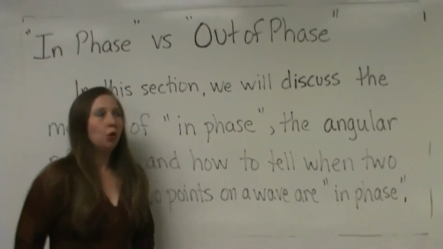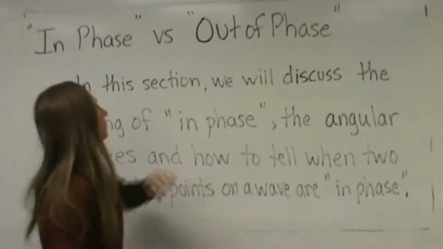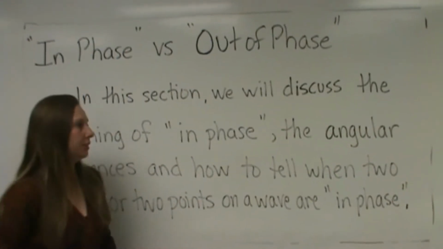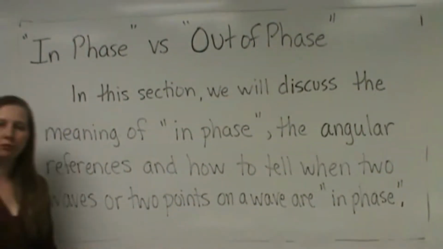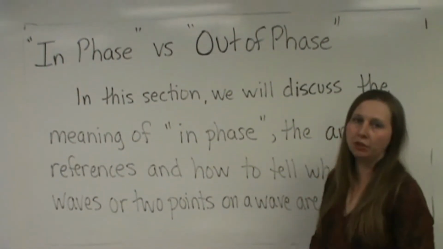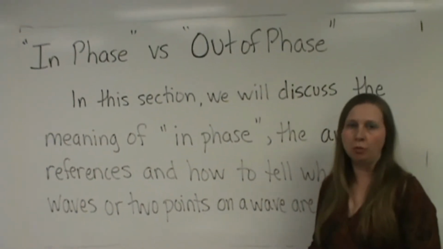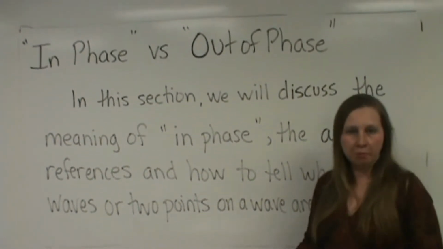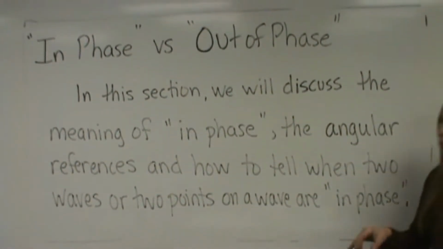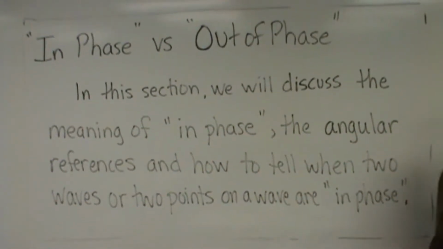In this section, we will discuss in phase versus out of phase. We will discuss the meaning of in phase and, of course, out of phase, the angular references. In other words, what does 0 degrees mean? What does 360 degrees mean? What does a 180-degree difference between two waves or 2 points mean? We will also discuss how to tell when 2 waves or 2 points on a wave are in phase.